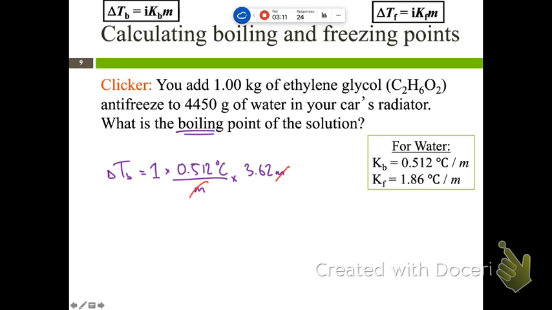Okay, and so what's our final answer here? 1.85. Okay, so I'm going to submit this answer. We're done, right? Okay, so then we have no idea what the context is. So what do I need to do to get the final answer? We add it to 100 degrees.